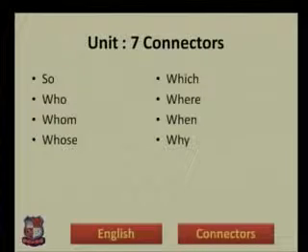Here in this unit, we are going to elaborate the connectors. As you can see on your screen, there are several connectors which I am going to discuss in today's discourse. These connectors are so, whom, who, whose, which, where, when, and why. These are the connectors that we are going to understand.